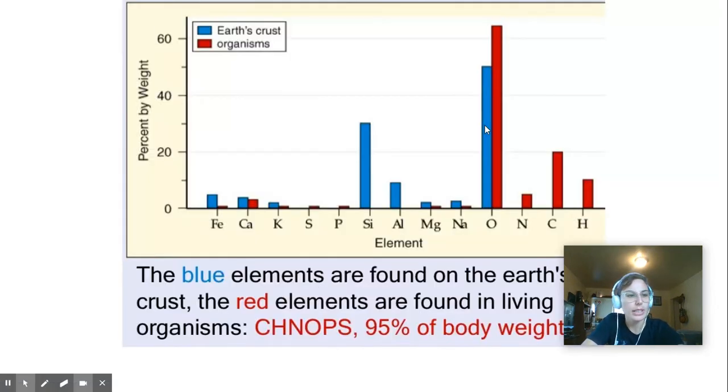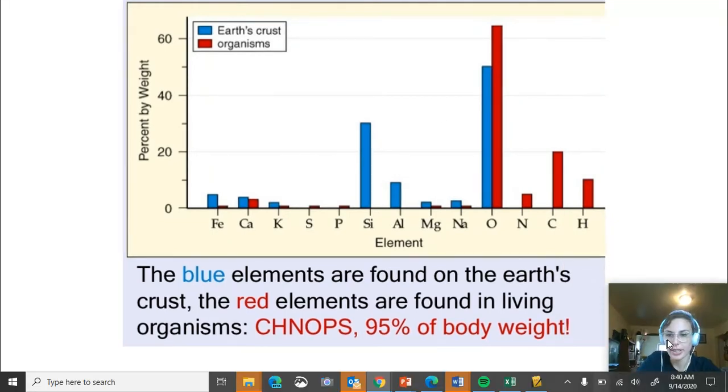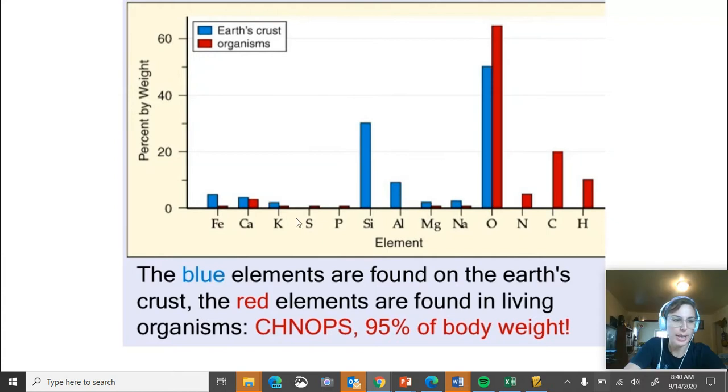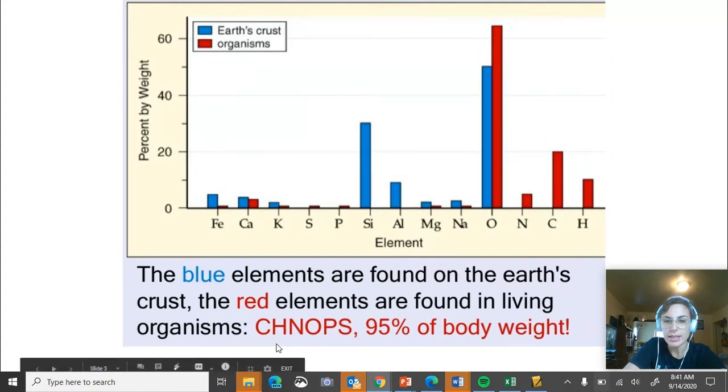So when we look at the types of elements that are found in the earth, okay, versus the elements that are found in our body, you can just take a moment to look at this chart here. When you analyze this graph, okay, so what do you see? So hopefully you said CHNOPS. Okay, so CHNOPS are the main elements that make up our body. And so let's see if you can remember what they stand for. That's right, carbon, hydrogen, nitrogen, oxygen, phosphorus, and sulfur are what make up 95% of our body weight.